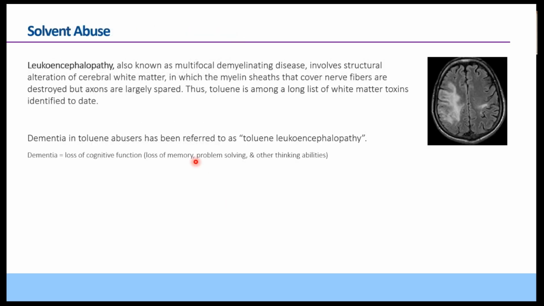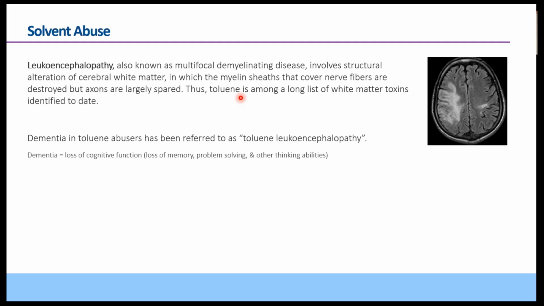Sorry. Then coming on to the solvent abuse, leukoencephalopathy, also known as multifocal demyelinating disease, involves structural alteration of cerebral white matter in which the myelin sheaths that cover nerve fibers are destroyed but axons are largely spared. And toluene is an example of white matter toxicants identified to date.